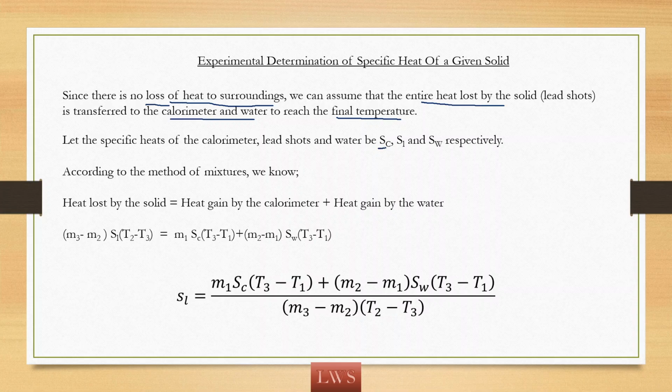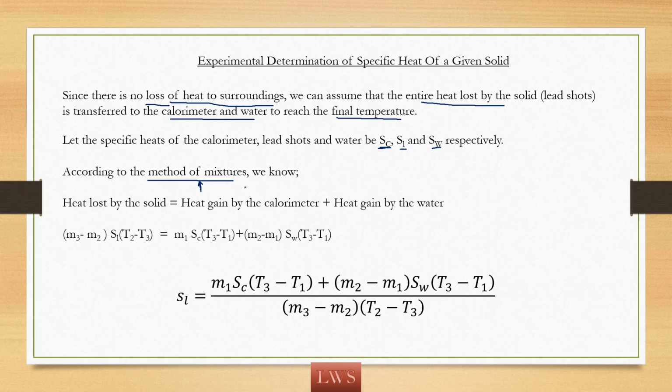Now I am assuming SC as the specific heat of the calorimeter, SL as the specific heat of the lead shard, and SW as the specific heat of water. And we know the principle of the method of mixtures. What is the principle of the method of mixtures? Heat lost by the hot body equals heat gained by the cool body.